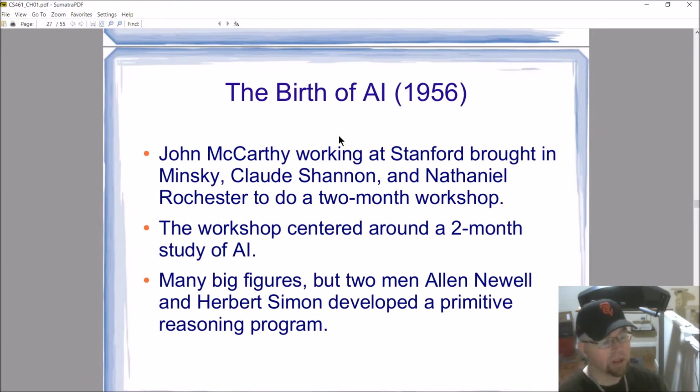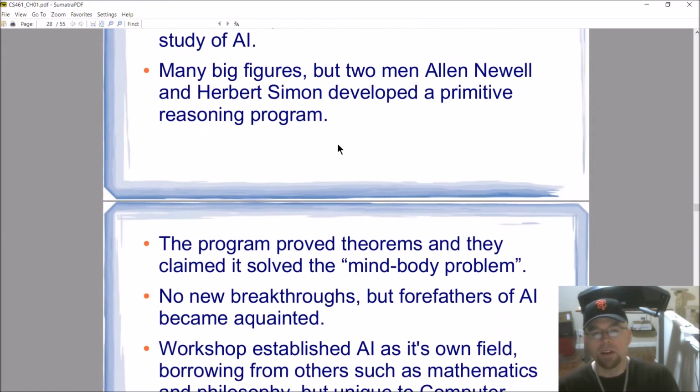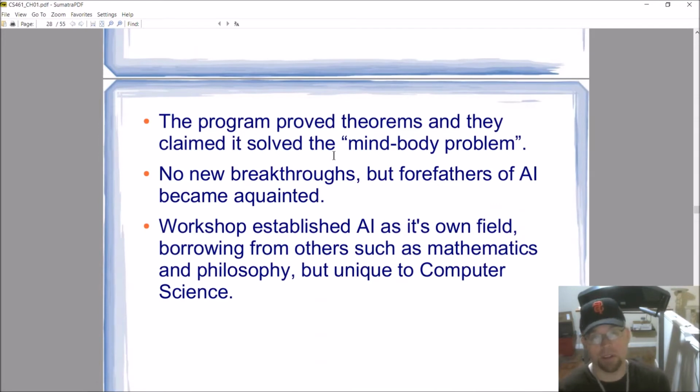So the workshop went off. They didn't accomplish everything that they set out to accomplish, but there were a couple of guys there who were the most impressive, right? These guys named Newell and Simon came up with a primitive reasoning program, right? They wrote a program that could do basic reasoning, applying some logic and some of the rules that Aristotle and the other philosophers had laid down. So they were able to prove certain theorems, okay, and they claimed it solved this famous mind-body problem, right? The contribution here was, look, we have a computer that can prove stuff, okay, it can prove theorems. That was the big deal.